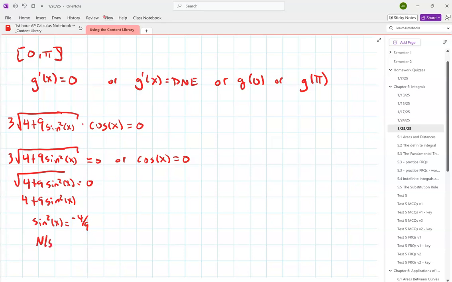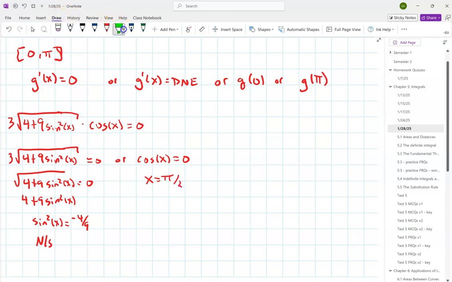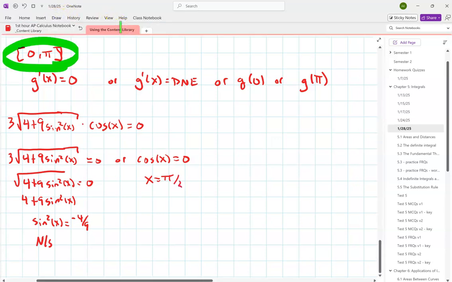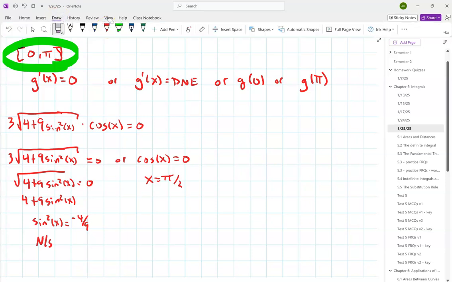Where is cosine of x equal to 0? Pi over 2. Yep, but I don't need to consider 3 pi over 2 because remember, we're only on the closed interval from 0 to pi. 3 pi over 2 is correct, but I don't need to worry about anything other than the stuff in between 0 and pi. So pi over 2 is my only spot. Does that feel okay?